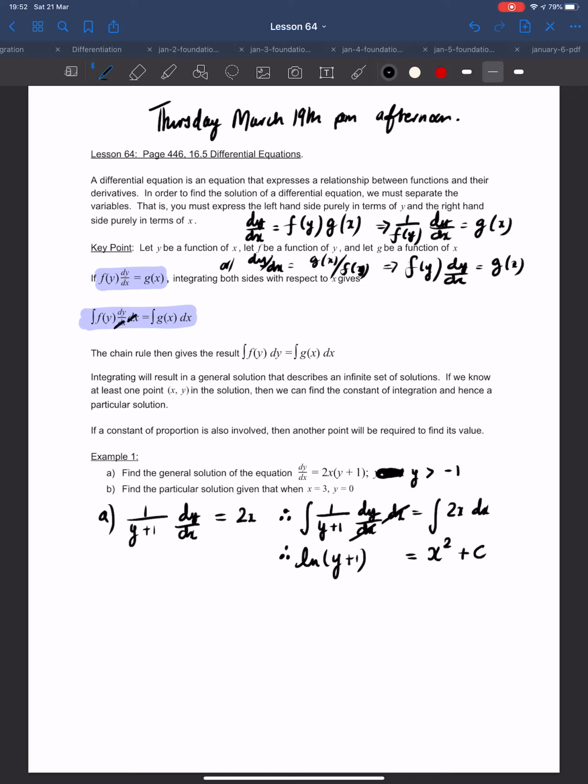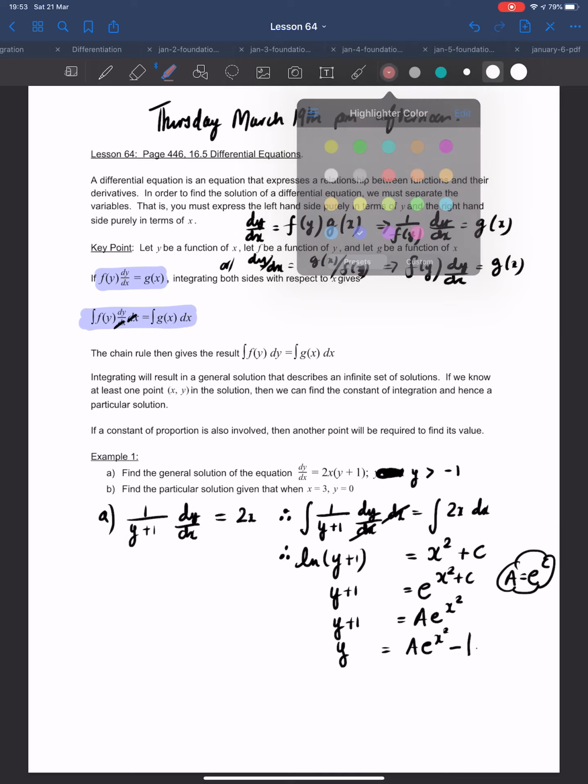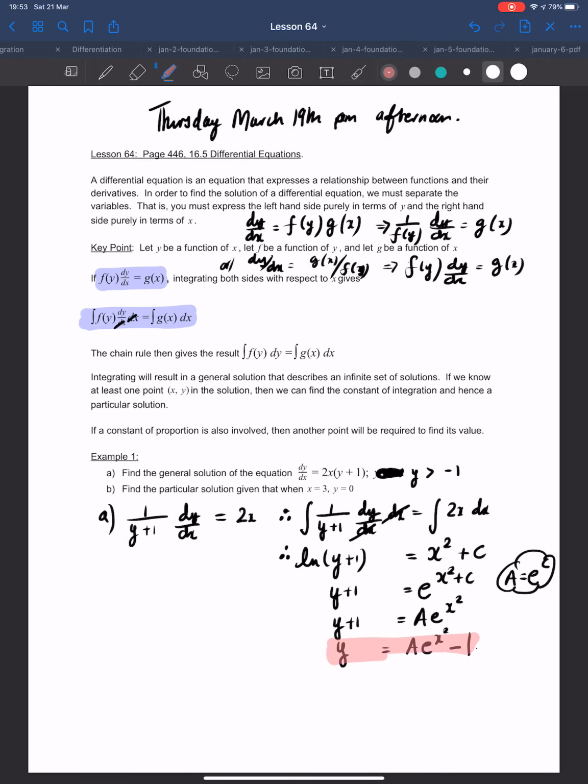So to undo the ln on the left, we do e to the power of both sides. And then if we let a be e to the power c, we can say y plus 1 is a e to the x squared. Okay, and that's come from e to the power c here. I'll just put that there because it's not really part of there. Oh, and we can finally say y is a e to the x squared minus 1. Change the colour because I just find it nice to use different colours.